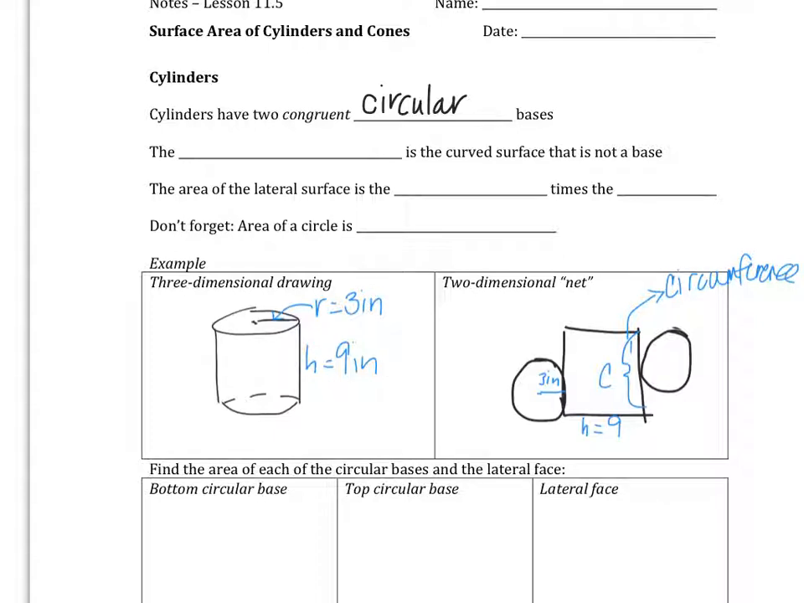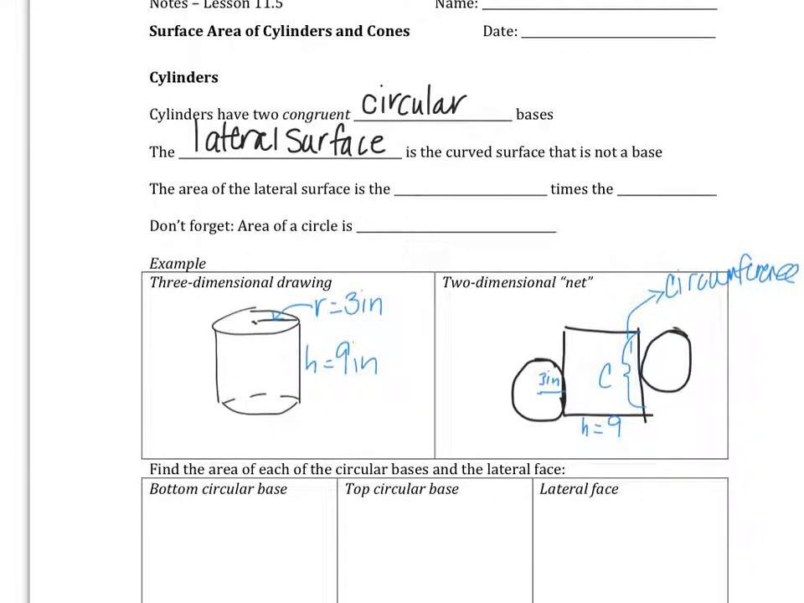The lateral surface is the curved surface that is not a base. So let's take a look at a cylinder and you can see what I'm talking about. The circular parts are going to be the circular bases, so they're on the top and the bottom of the cylinder. And then the lateral surface is going to be all of the rest of it.